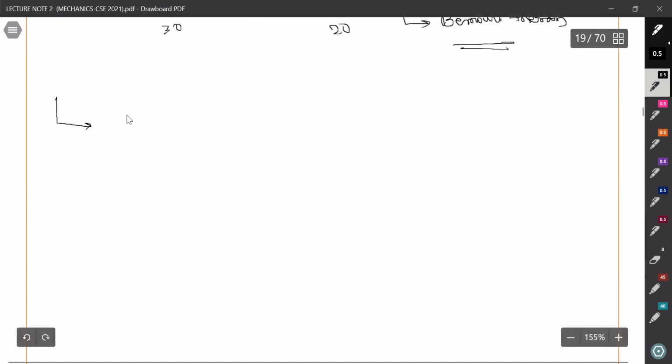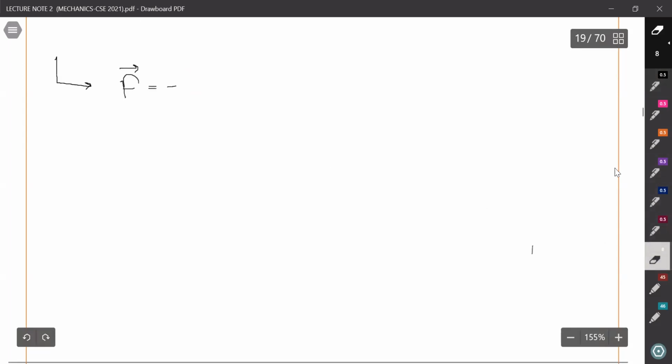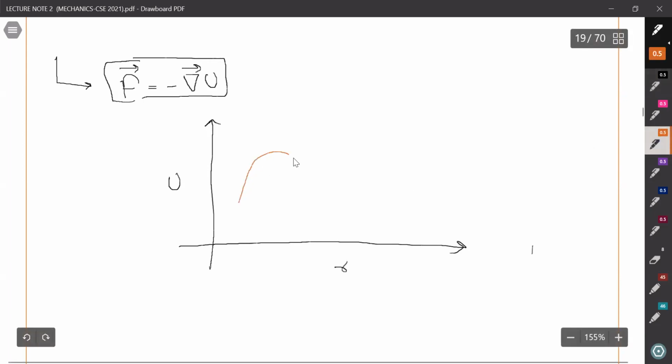One more thing I want to discuss: force is the gradient of potential. So if we plot a graph of U versus R, what do we find? This is the graph.